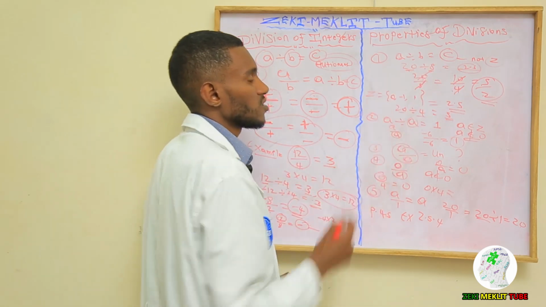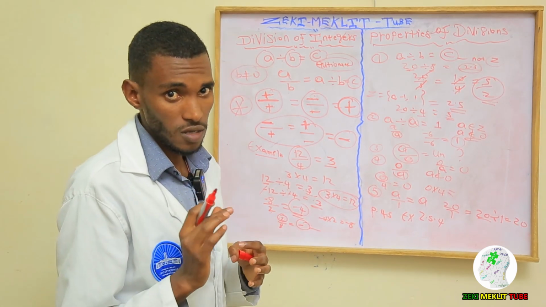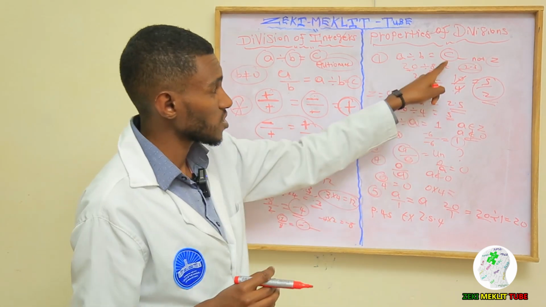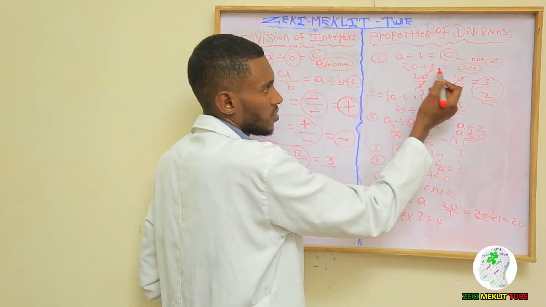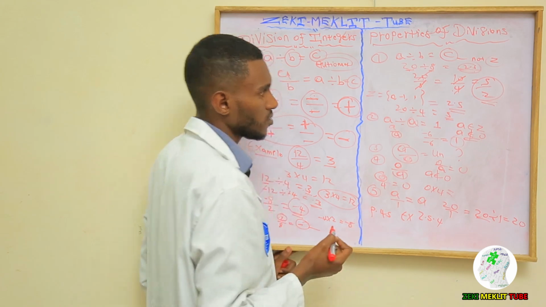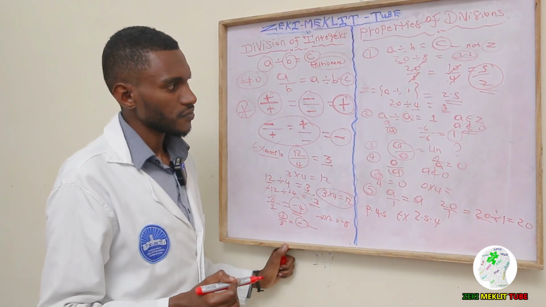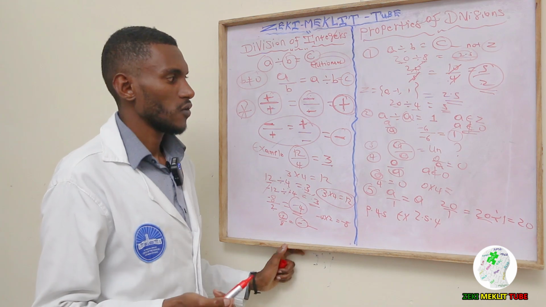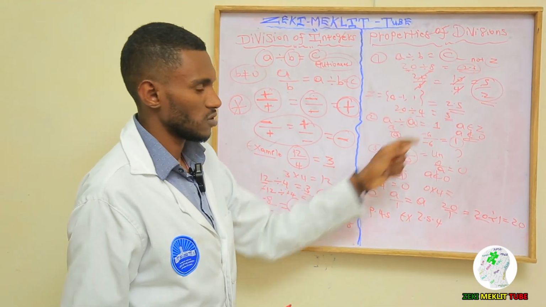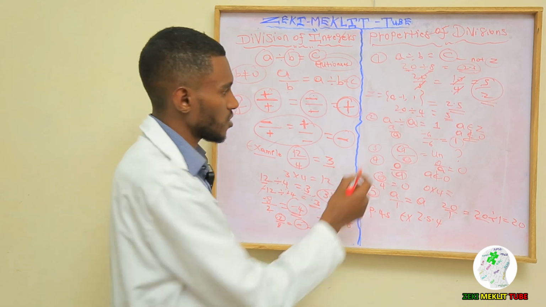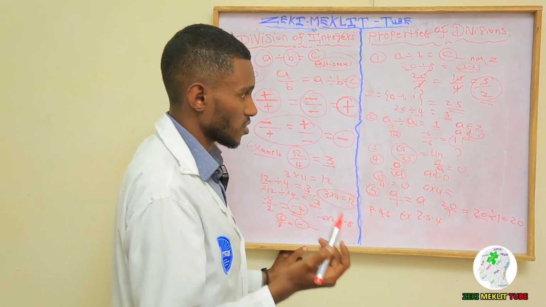So that's why the first property says the quotient of any integers is not necessarily an integer. The second one is if you divide any integer by itself, except 0, the result is 1. If a is any integer, a divided by a, the result is 1.